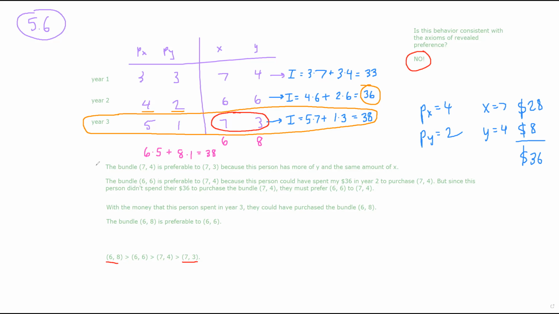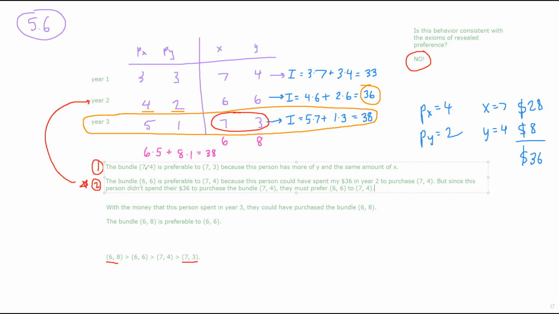There's a lot of steps here. Step 1 is that bundle 7.4 is preferable to 7.3. Obviously, if you have more Y than X, you're happier. 2 is a bit trickier. Let's put a star next to this one. 6.6 is preferable to 7.4 because in year 2, specific to year 2, I had $36. And I could have reallocated my money so as to purchase the original bundle back in year 1. I could have done 7.4, but I didn't. I didn't spend my money to purchase 7.4. So it must be the case that I prefer 6.6 to 7.4. We're assuming that this consumer is rational. So that means they preferred 6.6 to 7.4 because they bought 6.6 over 7.4.